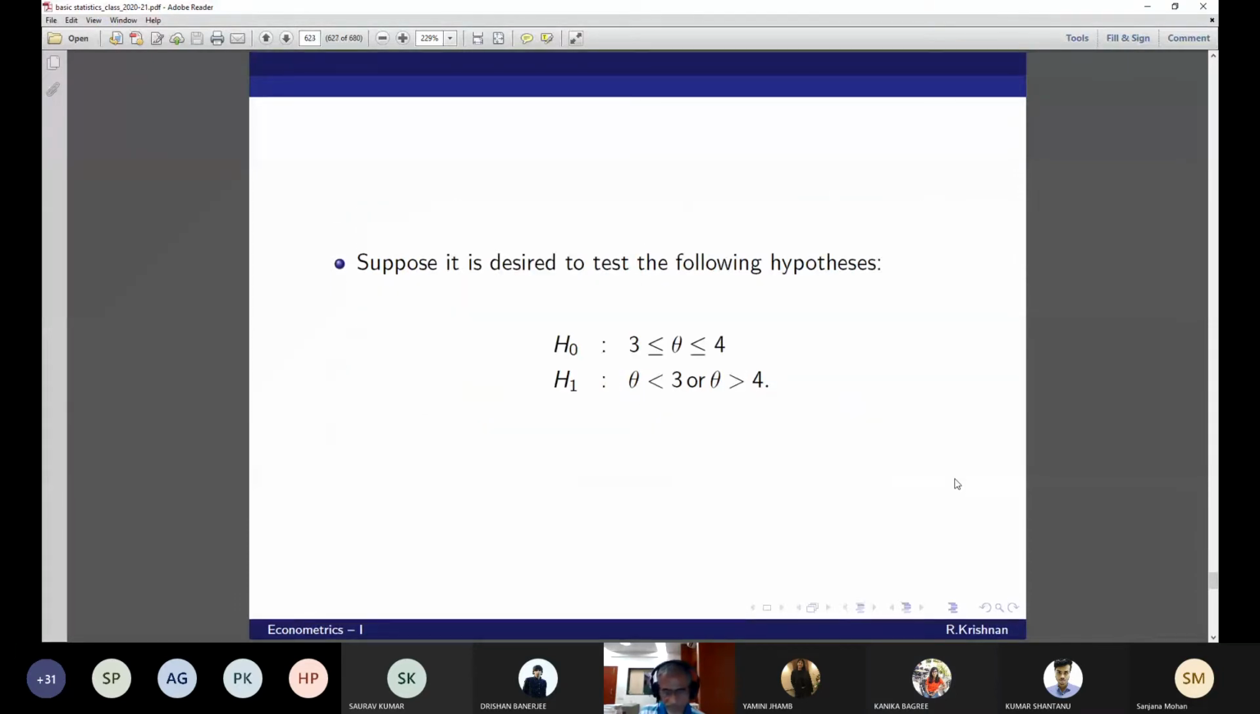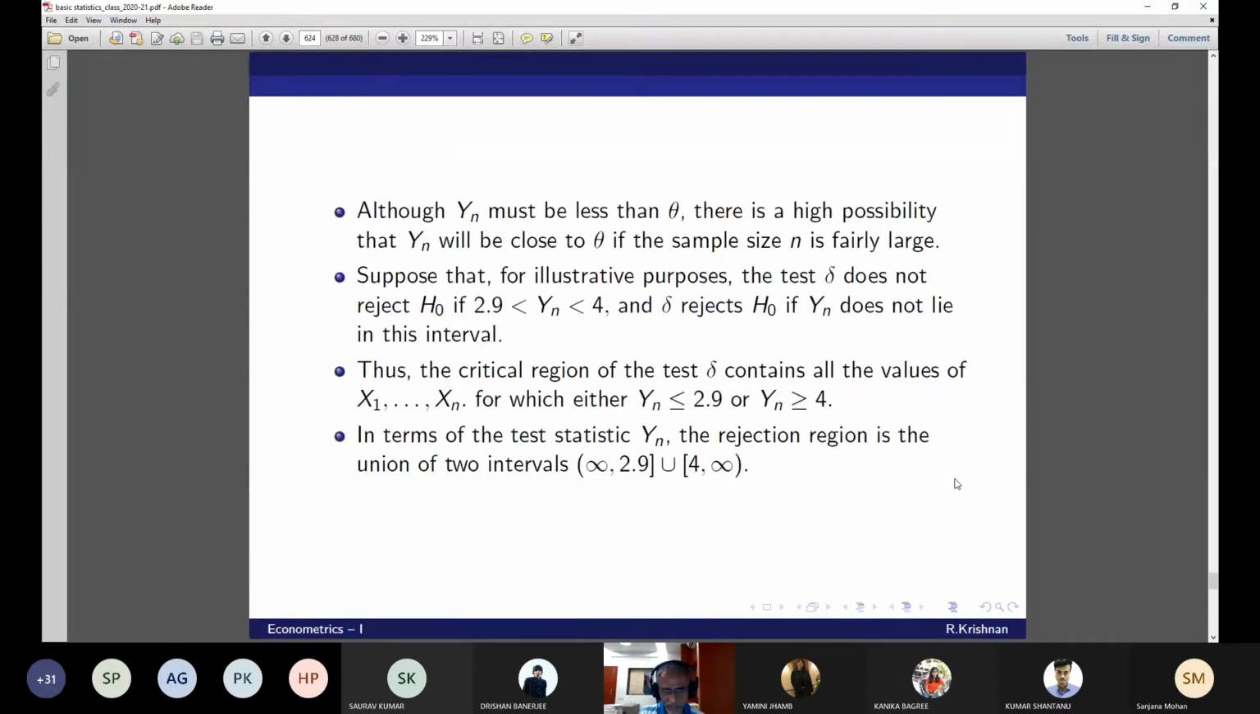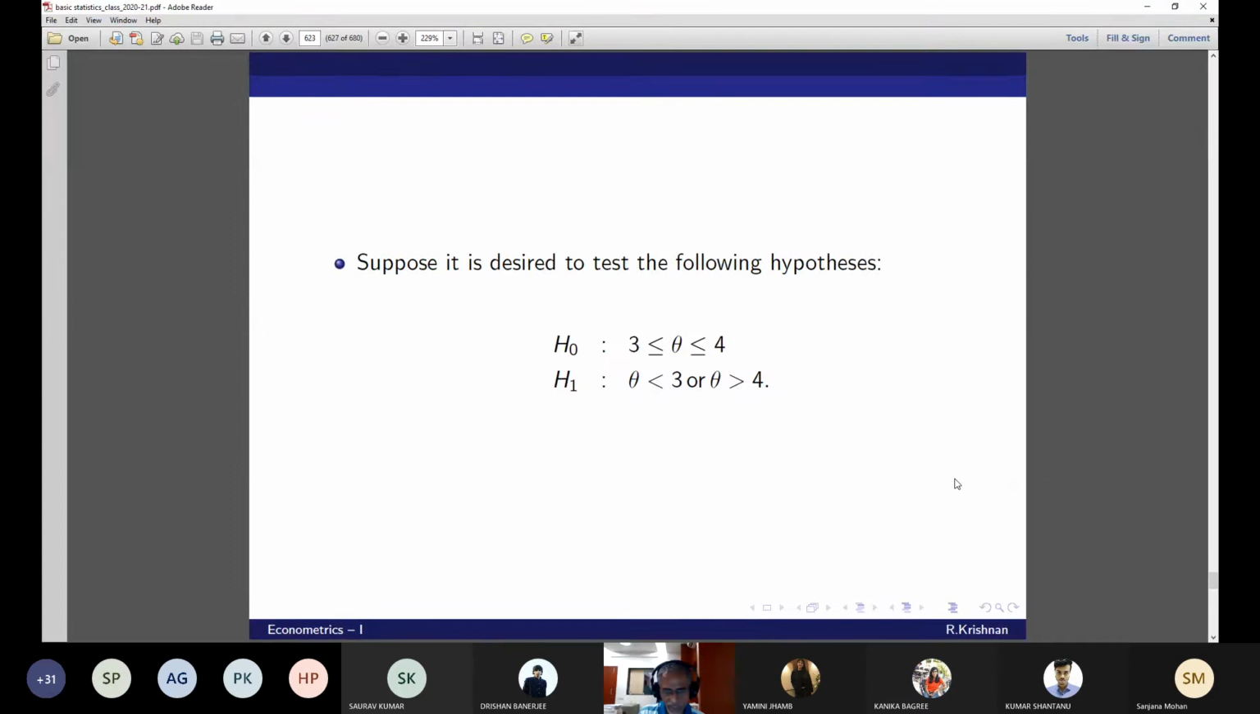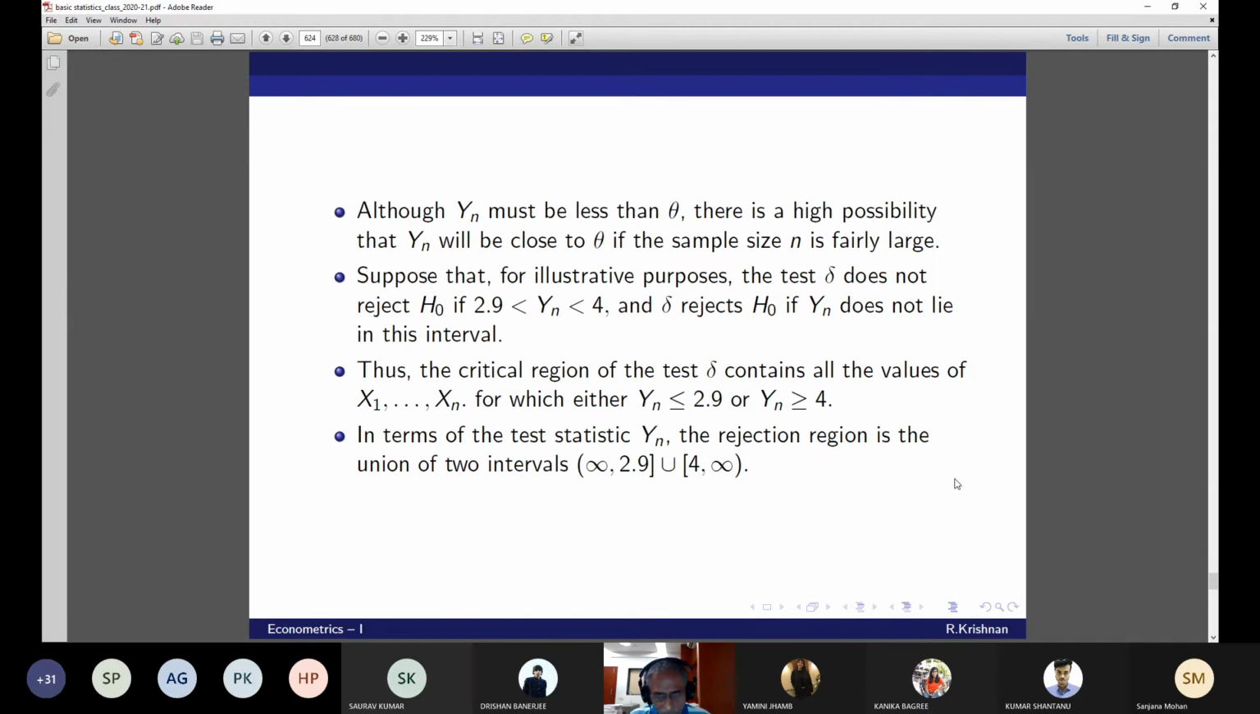What is our null? Null is between 3 and 4. Am I right? Yes, sir. I want to check whether 2.9 can be accepted. Suppose Yn is 2.9, will the null be accepted? That is my question. What do you think? Can 2.9 be accepted? Yeah, if theta is rejected at 2.9. What does your common sense tell you? It may be accepted.